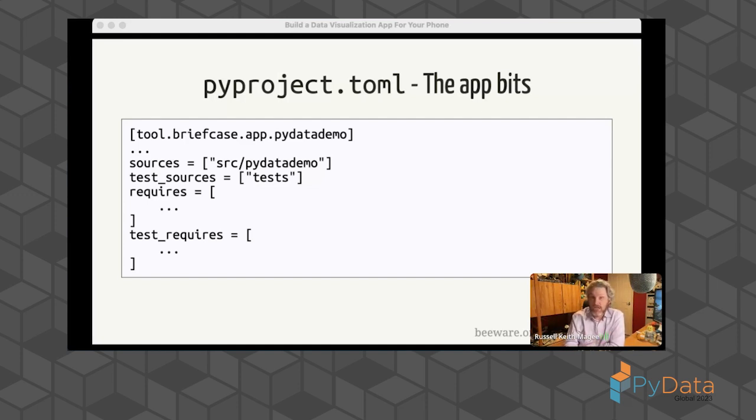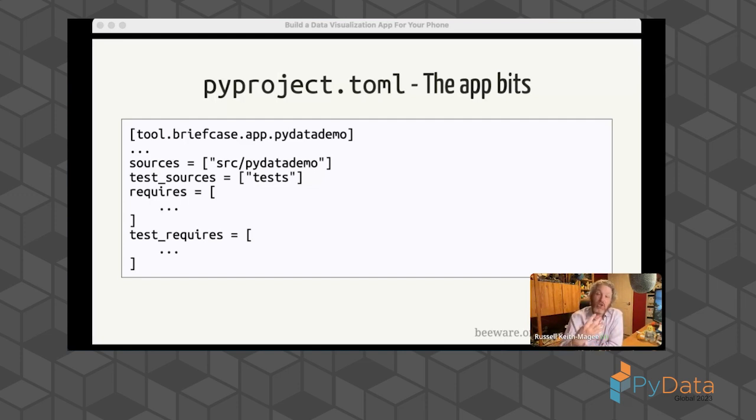So a bare package name, a package with a version specifier, a Git repository, or a path to a local folder that contains an installable package. They're all valid options here. Test sources and test requires are the same as sources and requires, but they define code that will only be included when you're running the app in test mode.